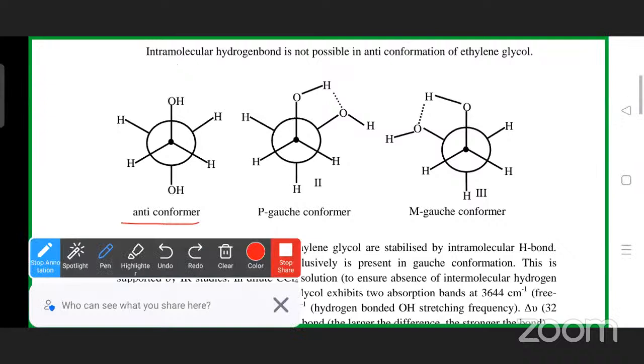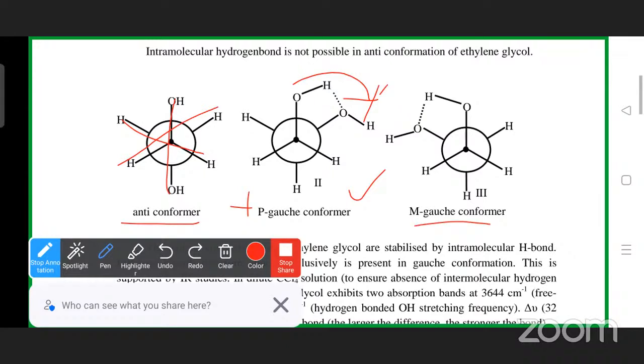So anti means all the groups are opposite to each other here. Okay. Here the hydroxy is opposite, hydrogen opposite, hydrogen opposite here. So it is anti-conformation. And this one is a P Gauche conformation. P means plus here. It is on the right side, clockwise direction. So it is plus. And this is M Gauche, right?